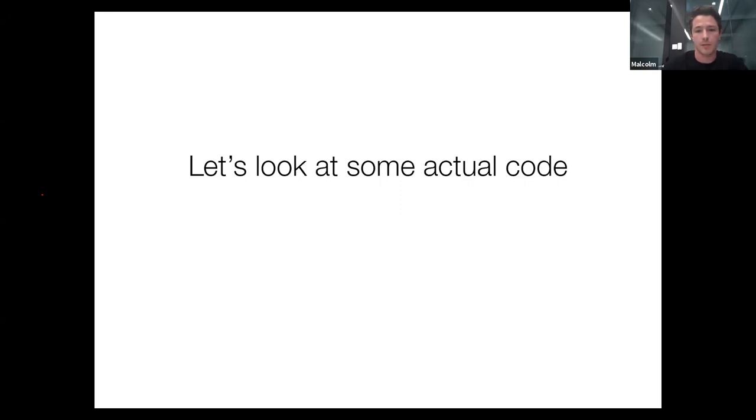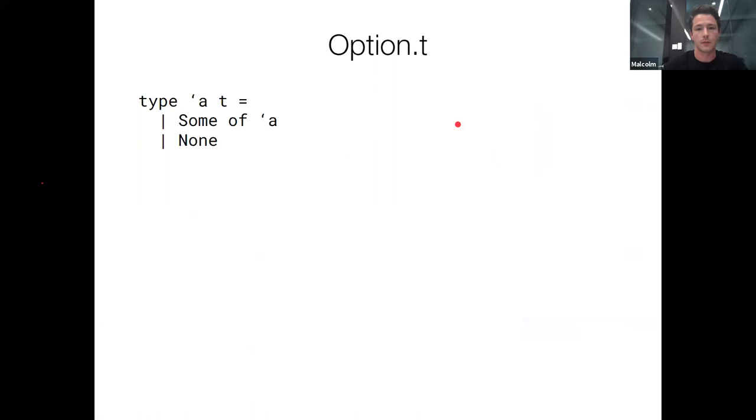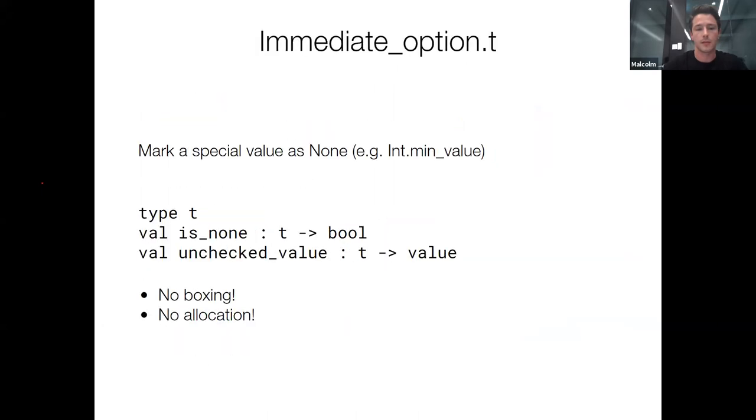Could I repeat how an immediate option is represented? Yeah, absolutely. Where's the immediate option slide? So it's represented exactly like an integer. It is an integer, but we as the programmer have made the decision that int min value is a special case. If you've ever programmed in C, you might write a function that can return a valid integer, or there might be some reserved integers. Like -1 might represent a certain error, or -2 might represent a different error. It's kind of like that.